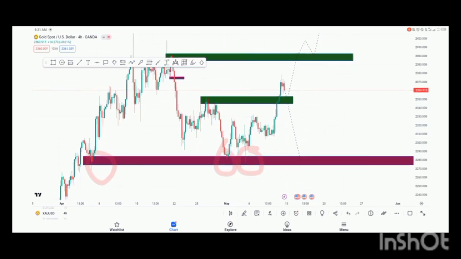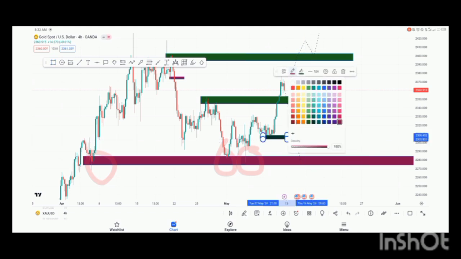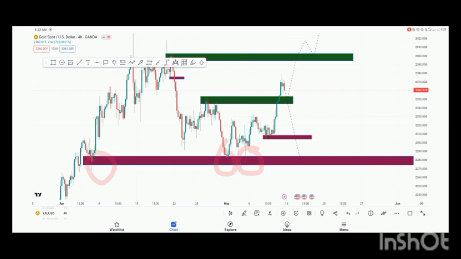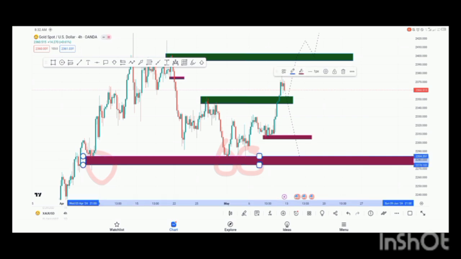But real quick, I'm just going to highlight something. As you can see, this is also a valid support zone. This is also a very valid support zone. I'm just going to change that color so we don't get confused. So we'll be expecting price to either bounce on this support zone or even move down to the next support zone before continuing to the upside for XAU on the 4-hour time frame.